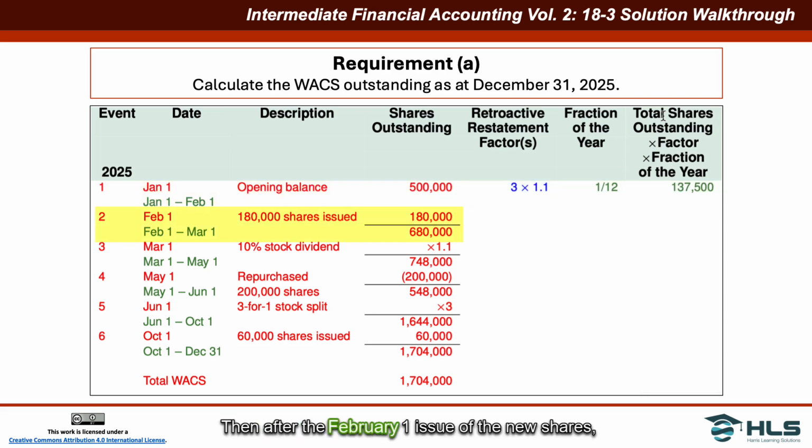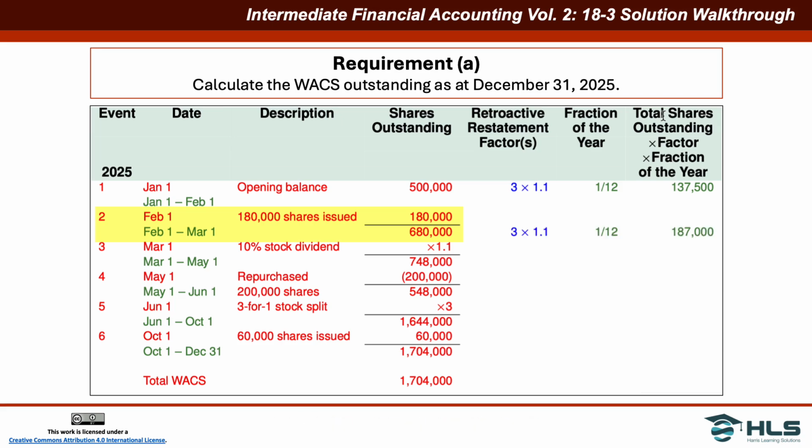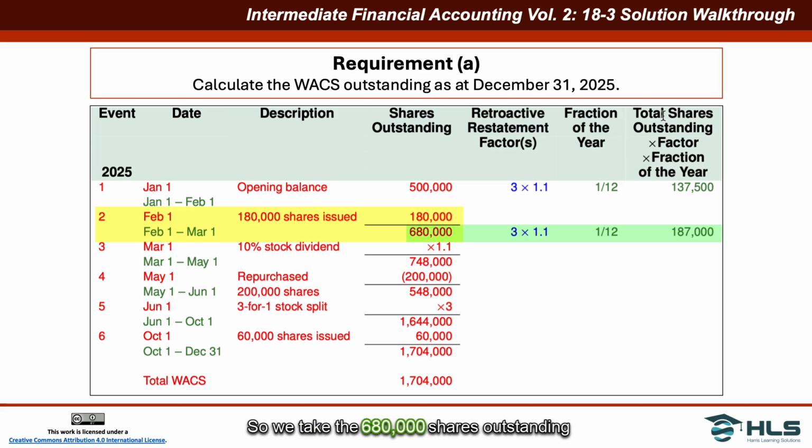Then, after the February 1st issue of the new shares, there were 680,000 shares outstanding. This is before the 3-for-1 stock split and the 10% stock dividend, and because the next event happens on March 1st, the shares were outstanding for only 1 out of 12 months, the entire month of February. So we take the 680,000 shares, multiplied by the 3-for-1 stock split, times 1.1 for the stock dividend, times 1 out of 12 months, which is 187,000 shares.